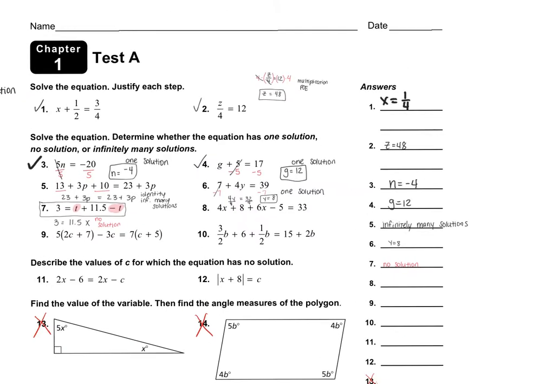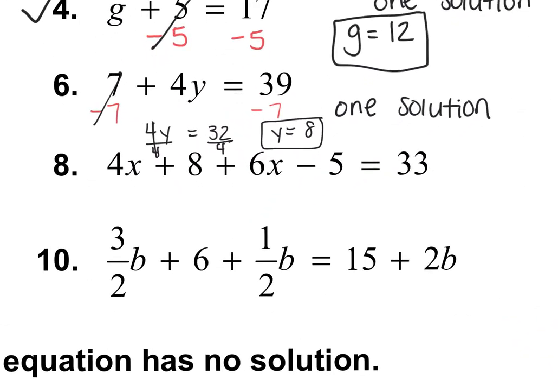Okay. Number 8. So we got 4x plus 8 plus 6x minus 5 equals 33. Before we do anything, guys, figure out, is there anything that is like terms? I see 6x and 4x, and I see plus 8 and minus 5 on the left. So let's go ahead and combine those like terms before we start adding or moving stuff over to the other side. So 4x and 6x is going to give us 10x when we combine those. And then plus 8 minus 5 is going to be 3 equals 33.